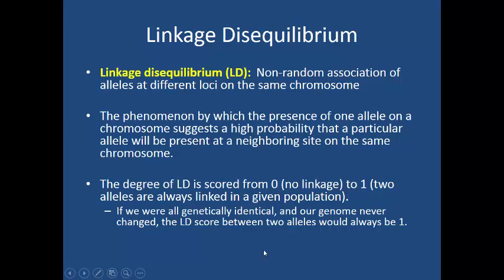So if you think about it, if we were all genetically identical and our genome never changed, the linkage, the LD score, between two alleles would always be 1. Now sometimes, for certain alleles, that is the case, but because we are all different and our genome does change, it's not always 1.